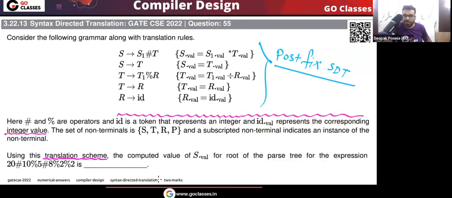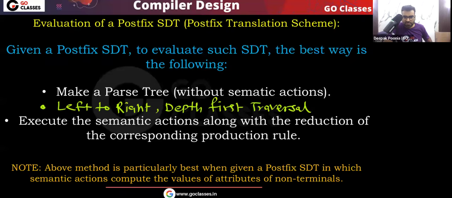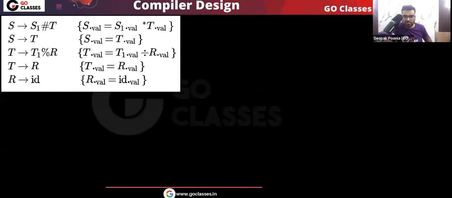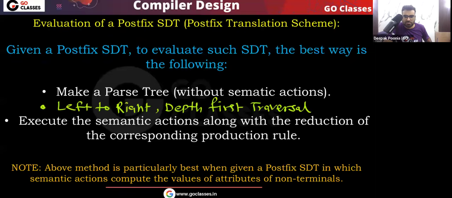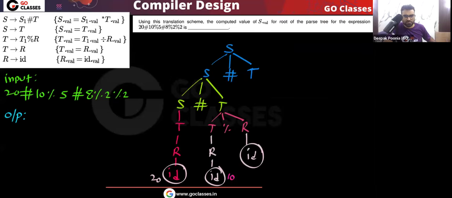Now, so here this R is going to id, and here this id is the token. So what is the lexical value we need? We need 5. Yes or no? Okay, we need 5. So this will be 5.